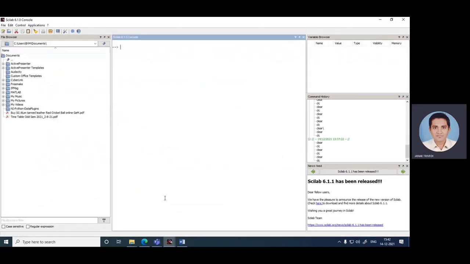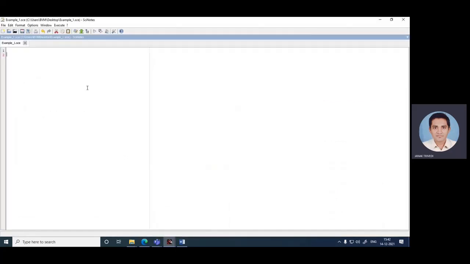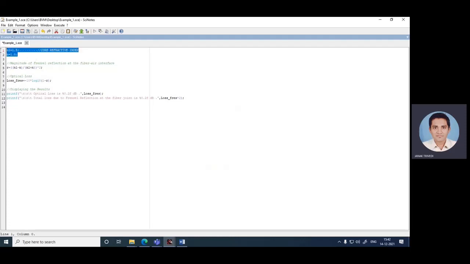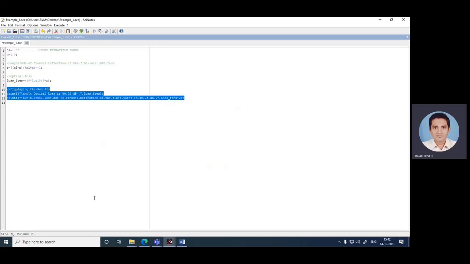I already opened Scilab. So new file on Scilab, then save the program. So first n1 is equal to 1.5, the core refractive index, same for n. r is equal to equation 4.1. Then the loss equation for optical loss that I already described earlier in the document, and then display the result with the help of printf.